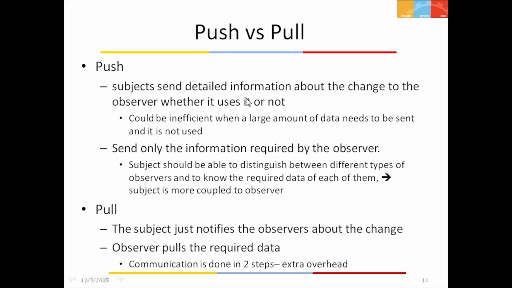Another mechanism is pull. The subject, or the publisher, just notifies the observer about the change. Then the observer goes and pulls the required data. This is basically a two-step process. It's an extra overhead. This two-step process was actually explained in that class diagram, where the publisher simply calls the observer and the observer goes and gets the latest news. So it becomes a two-step process.